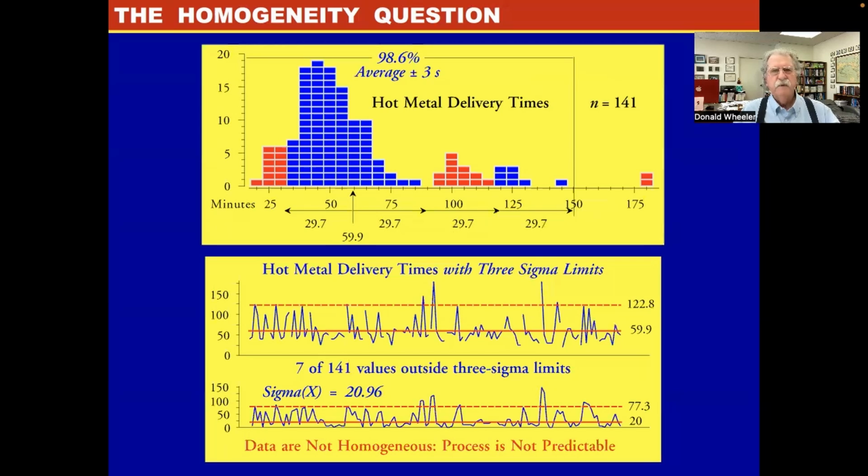Hot metal delivery times, we had 99% within our 3 standard deviation limits. The standard deviation was 29.7. But sigma of x is 20.96 or 21. So we have 7 of 141 values outside 3 sigma limits. And if we use the median instead of the average as our central line for the X chart, we would have 14 out of 141 values outside the 3 sigma limits. These data are not homogeneous, so we judge the underlying process is not being operated predictably.